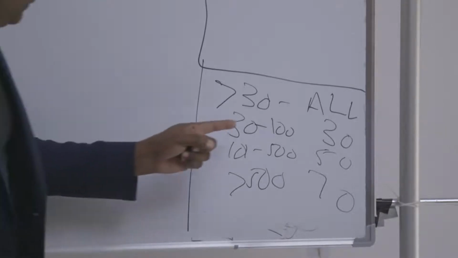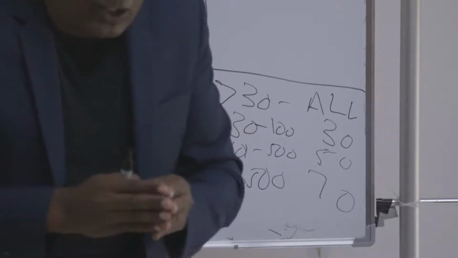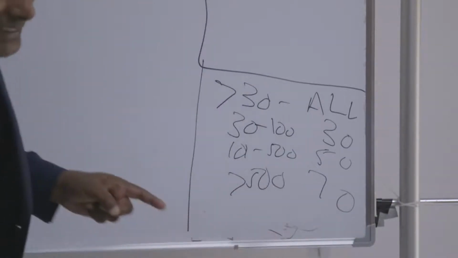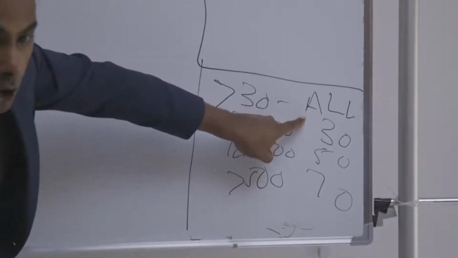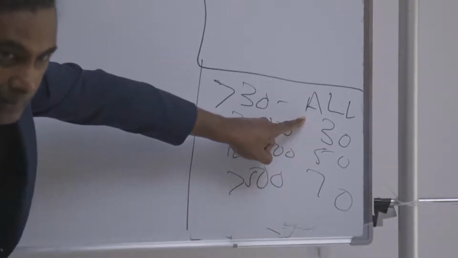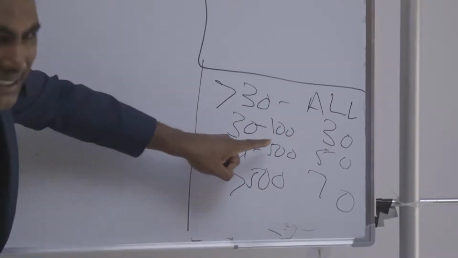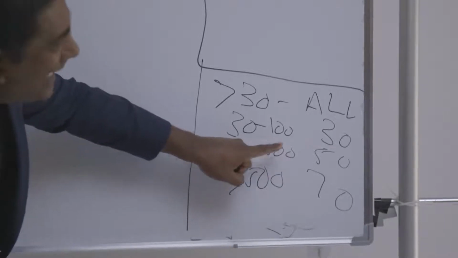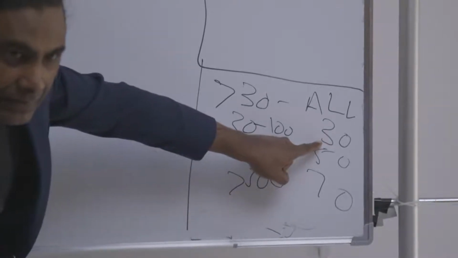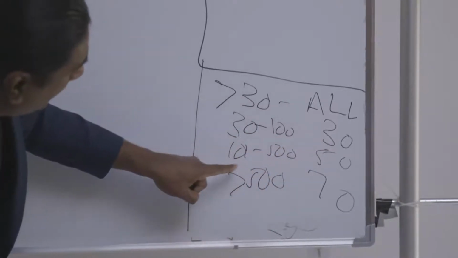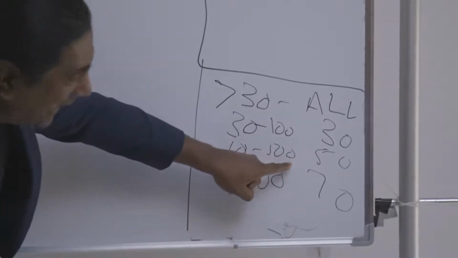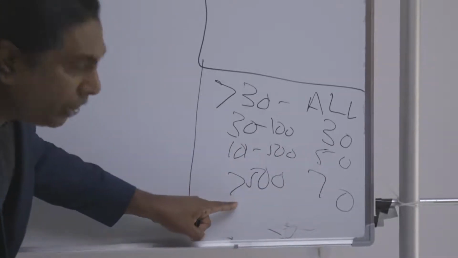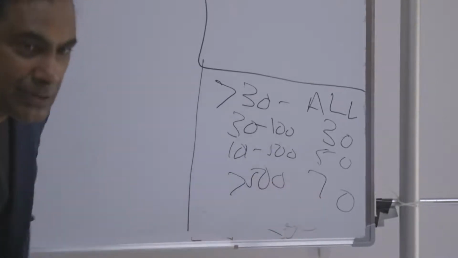So let's assume that we want to do it over one day. If you see less than 30 clients in the day, you choose all of them to measure the time. If you see between 30 and 100 clients a day, you take a random sample of 30. If you see between 101 and 500 clients a day, you take a random sample of 50. If you see more than 500 a day, you take a random sample of 70.